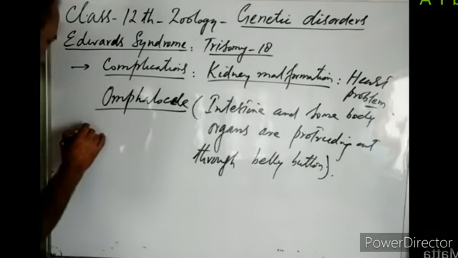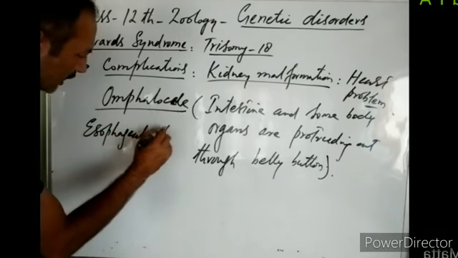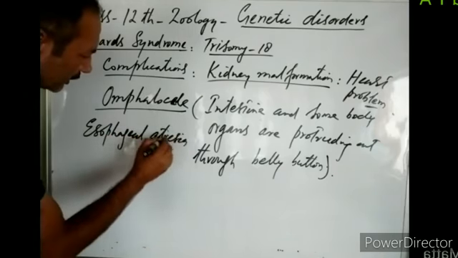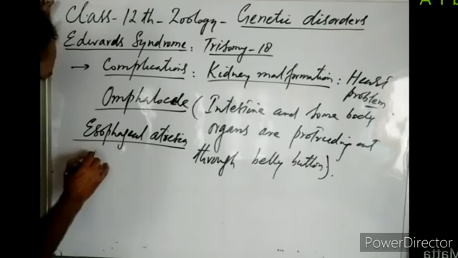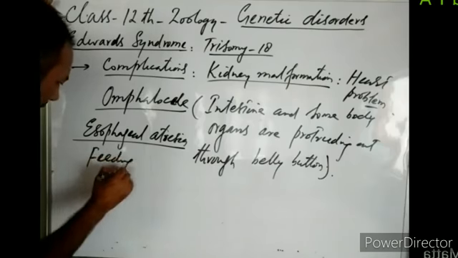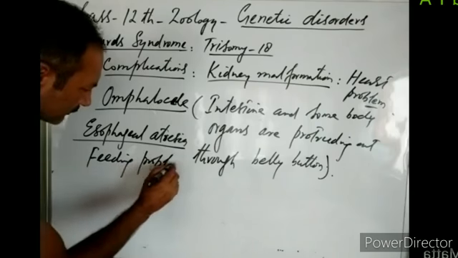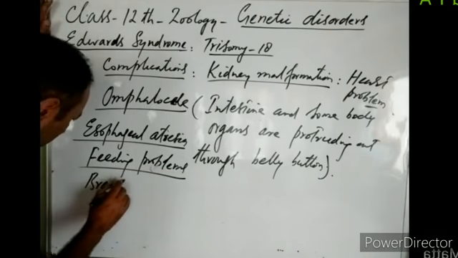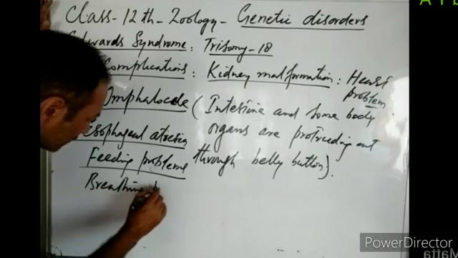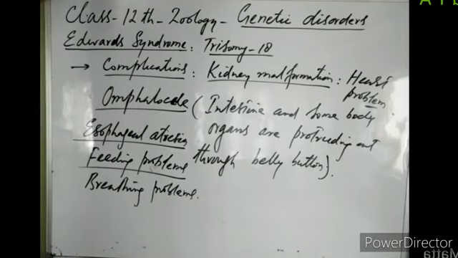They also suffer from esophageal atresia. Their esophagus is atrophied, so for that reason they develop feeding problems. They also suffer from breathing problems, right? So these are some complications which are associated with Edwards syndrome or trisomy 18.